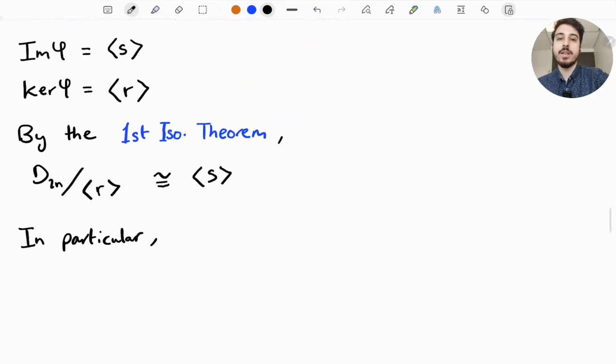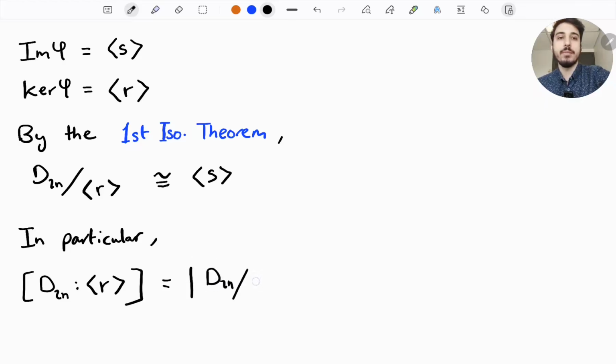In particular, if you would like to know the index of the subgroup generated by R, by Lagrange's theorem, this is equal to the order of the quotient group D2N by R. And because these two groups are isomorphic, in particular, we have that the order of these two groups are equal. So this order is equal to the order of this subgroup generated by S, which is equal to 2, because there are only two elements in that, 1 and S.